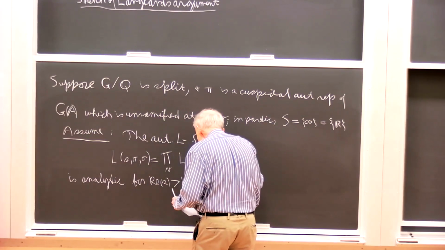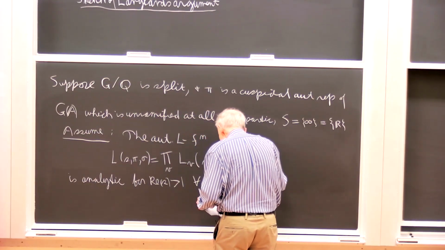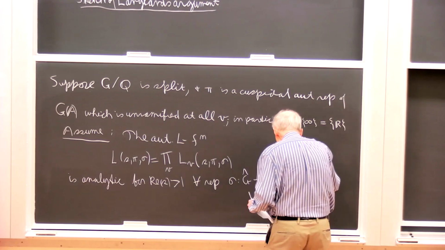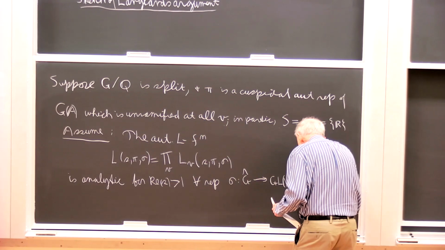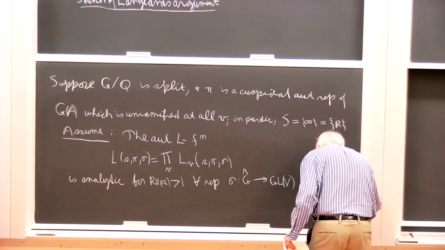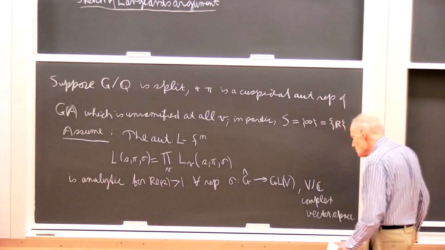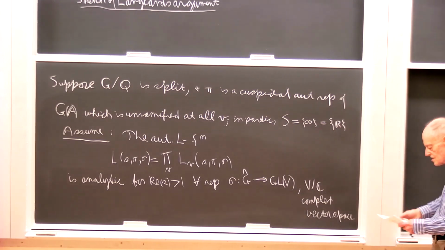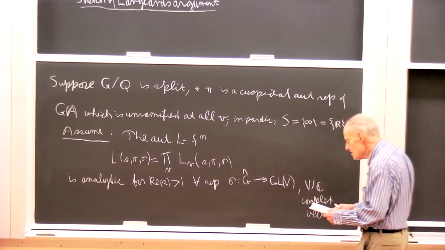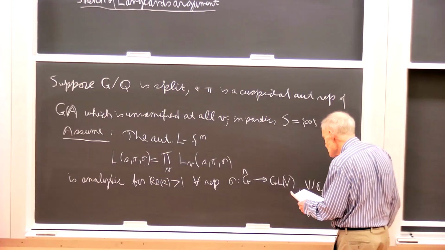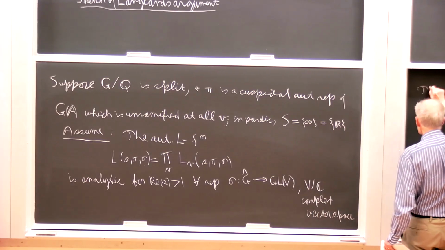For every representation sigma of the dual group. So V over C is a complex vector space. So we're not really assuming the analytic continuation and functional equation. We just have this. But that I think would be difficult if you couldn't relate this to the standard L functions. So this would follow, in particular, from functoriality.